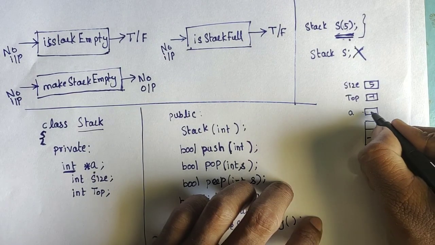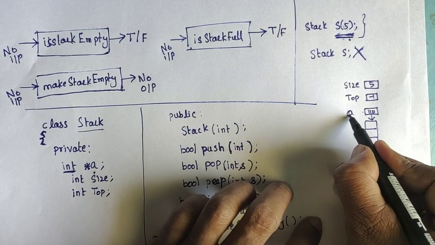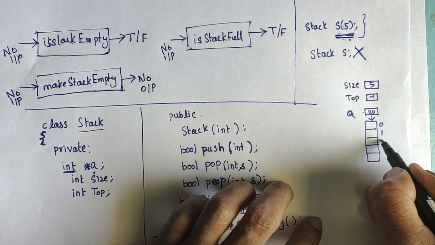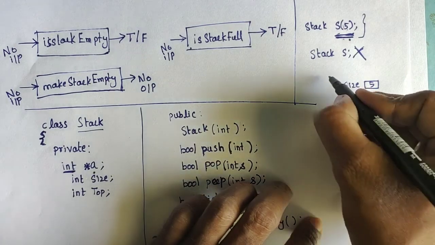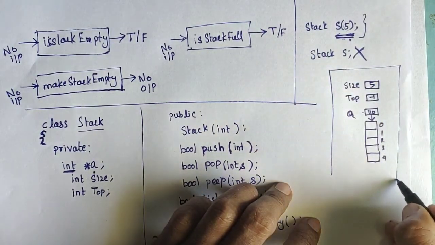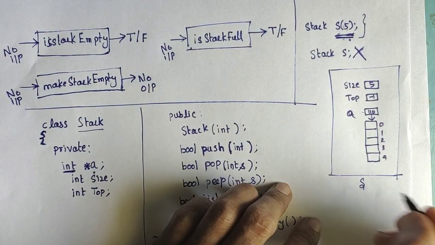And here this is pointing to these locations, for example 1, 2. It means that a is an array with the indices 0, 1, 2, 3 and then 4. So these memories will be created. Yes, like that we are going to learn.